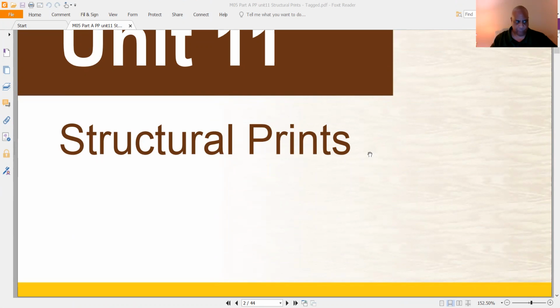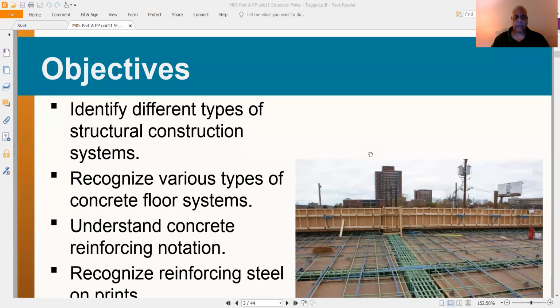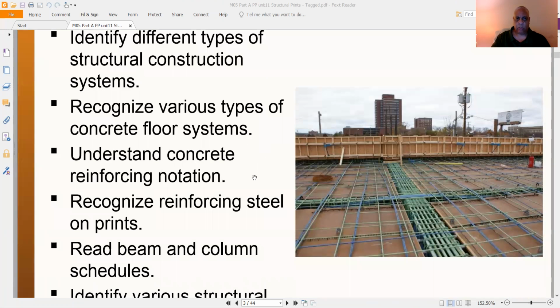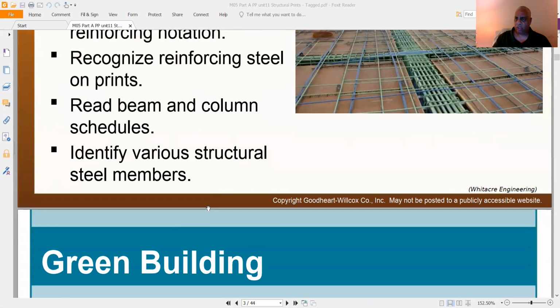You need your footer. Your footer is designed by creating a mud mat and your rebar, and you test the concrete. So we're going to talk about structural prints. Now, the objectives, for the most part, we're going to identify different types of structural construction systems. We're going to recognize various types of concrete floor systems. We're going to understand concrete reinforcing notation. We're going to recognize reinforcing steel on prints. We're going to read beam and column schedules and identify various steel members.